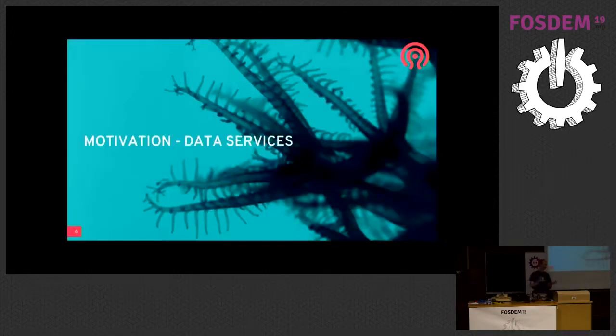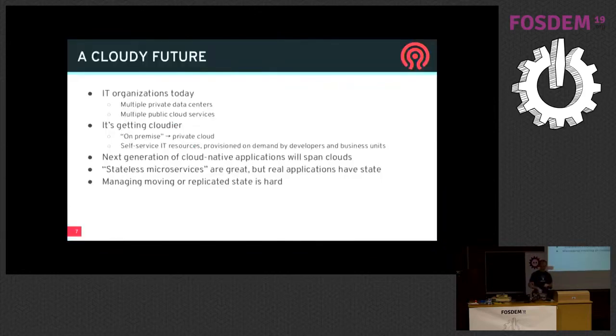First I want to give a little background about what I mean by data services and why we are here today. The first point is that the future is cloudy. IT organizations today tend to have multiple private data centers, with infrastructure spread across lots of them. They also tend to consume multiple public clouds and have different applications and data sets in all these different places. And it's only getting worse. Even the on-premise infrastructure is starting to use private cloud services, so it's really just a cluster of different clouds, some of them private, some of them public.